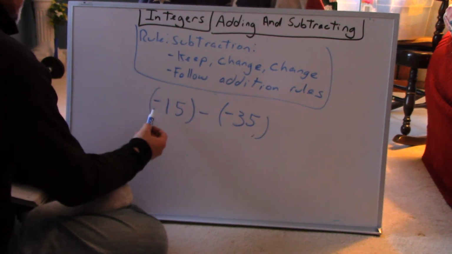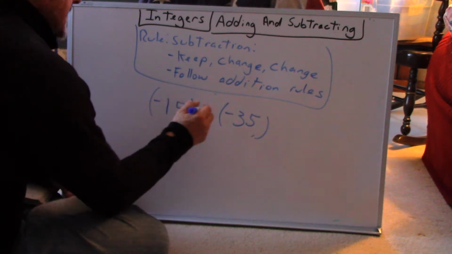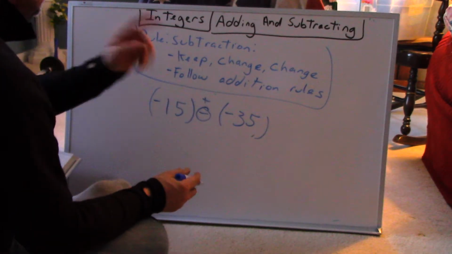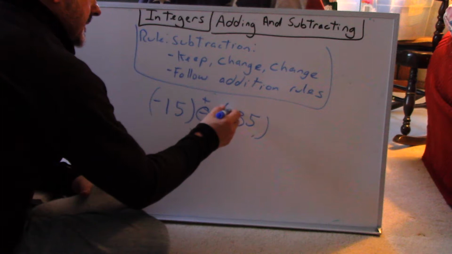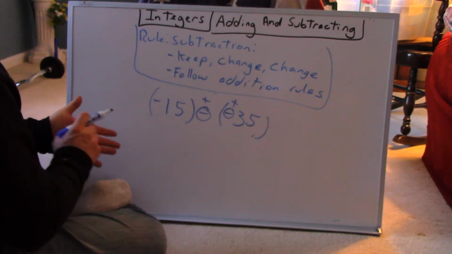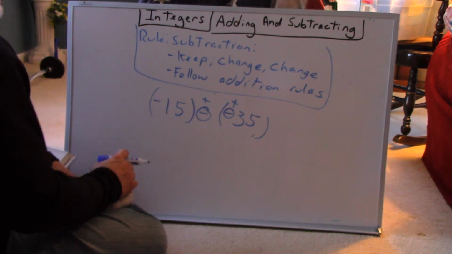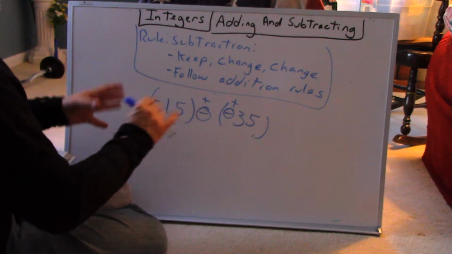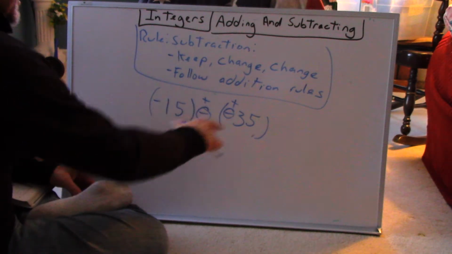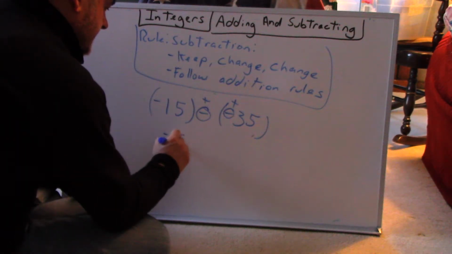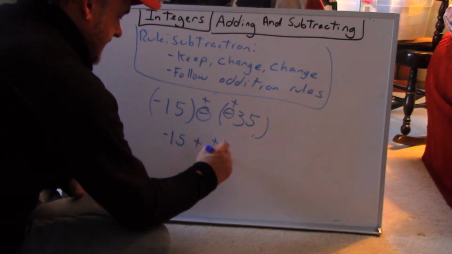Negative 15. Keep the first sign. Change the operation symbol. Change the second sign. Okay, so let's do that. Now what do we have? We have 2 different signs. We have negative 15 plus positive 35.